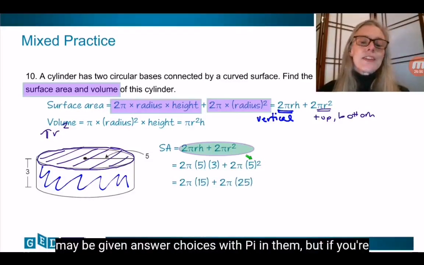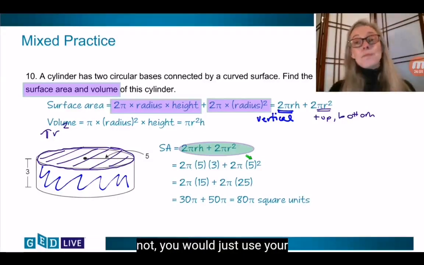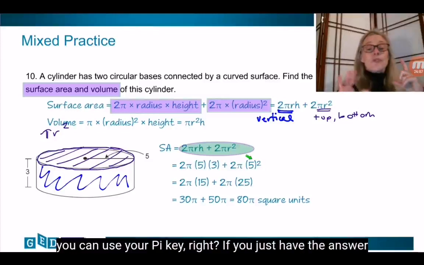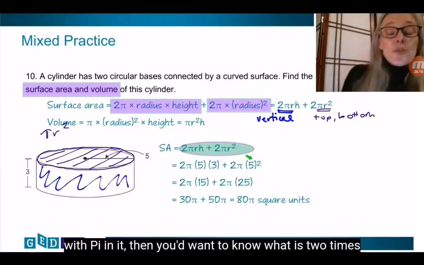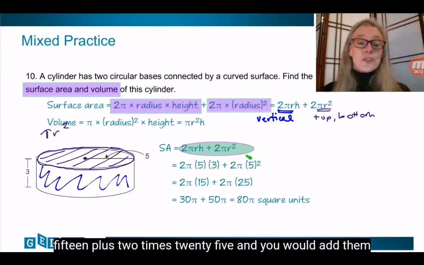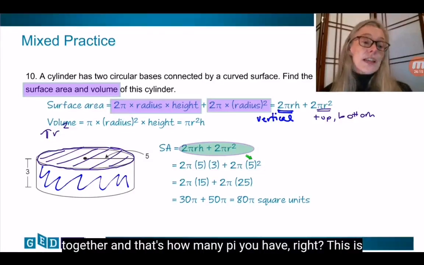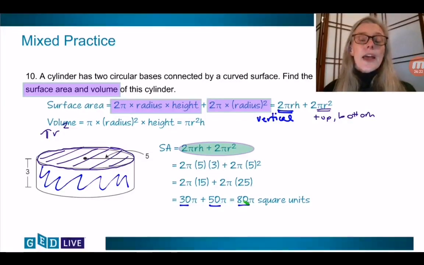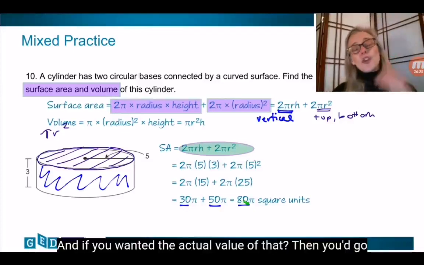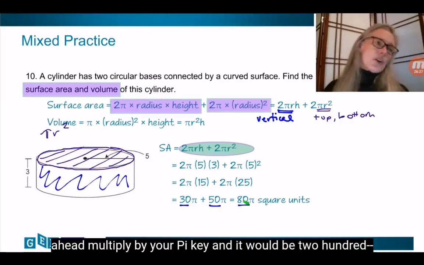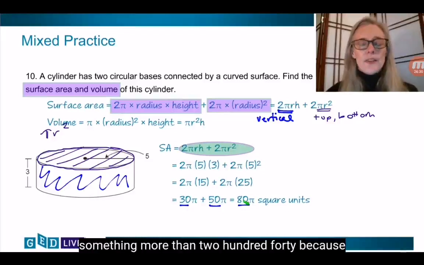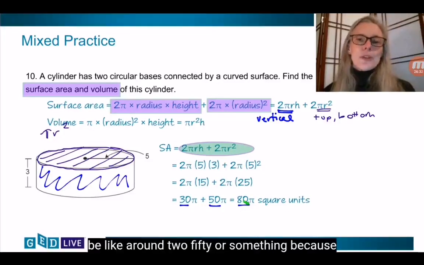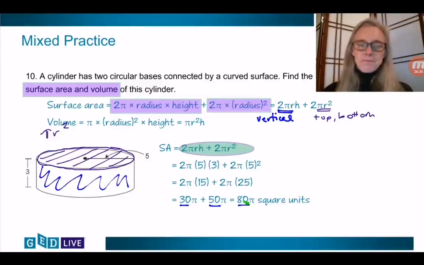Now you may be given answer choices with pi in them, but if you are not, you can use your pi key, right? If you just had an answer with pi in it, then you'd want to know what is 2 times 15 plus 2 times 25, and you would add them together, and that's how many pi you have, right? This is 30 pi, and this is 50 pi, and that would be 80 pi. And if you wanted the actual value of that, then you'd go ahead and multiply by your pi key, and it would be something more than 240, around 250, because that would be the approximate value of pi.